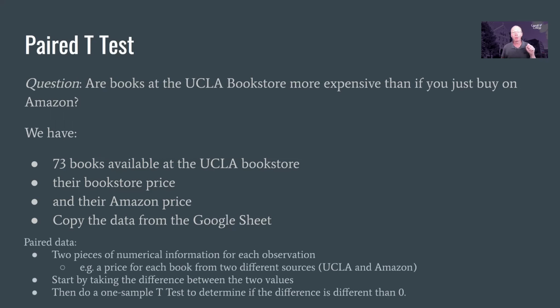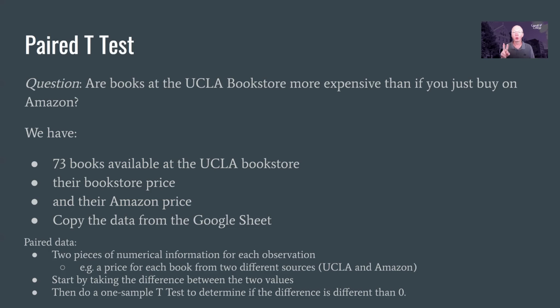We have what's called paired data here. Now, to recognize paired data, for every observation, so for every row of the data set, you pick an individual row, that is a textbook in this particular case, there are two pieces of numerical information that tell you the same thing from, say, two different sources. So exactly, in this case, there's a history book. That one history book has a UCLA bookstore price, and it has an Amazon price.